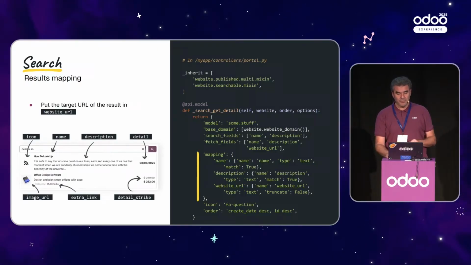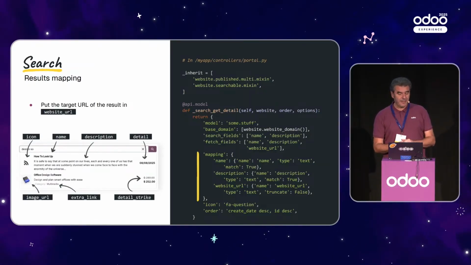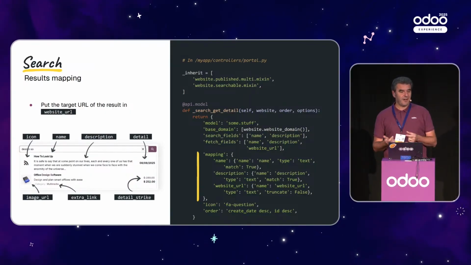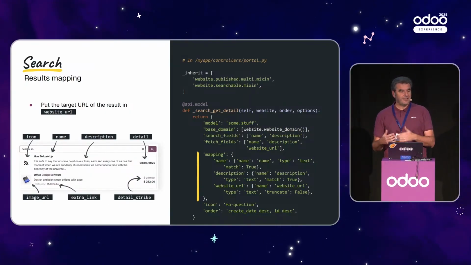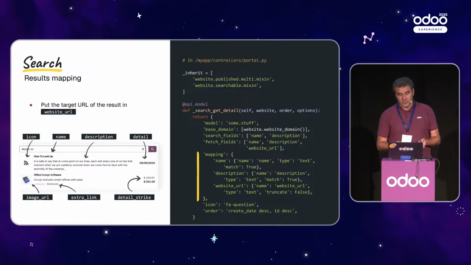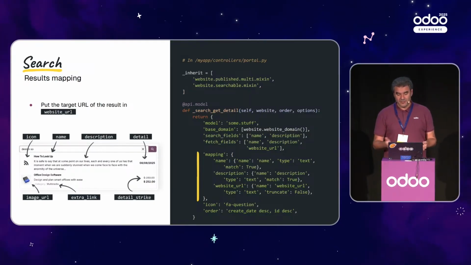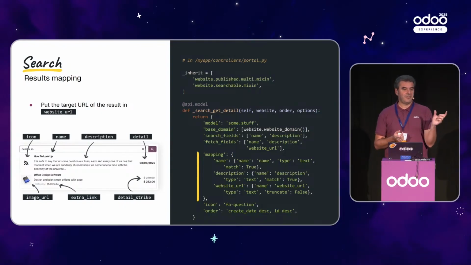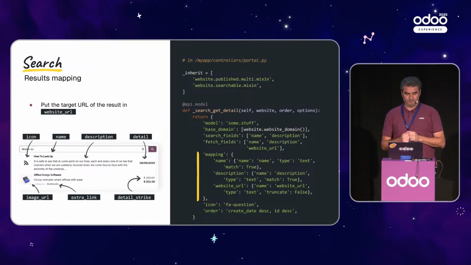And then a less intuitive part is a mapping which describes for each possible slot within the result card where to find the information in the record. So you would provide the name of the field, the type of the field, whether the match string needs to be highlighted within the result, this kind of thing.